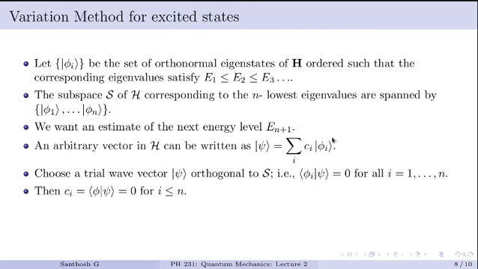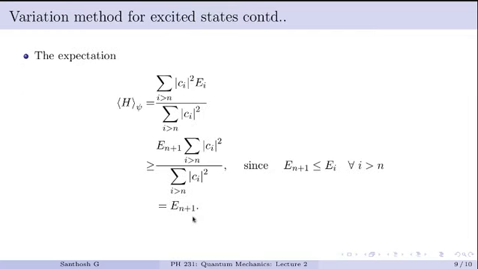Then, in the general linear combination, Ci, which is actually given by the inner product of phi i with psi, would be equal to 0 for all states i equal to 1, 2, 3, etc., up to n. Therefore, we can write our trial wave function as the linear combination of phi i's with i greater than n. So it's given by this equation.